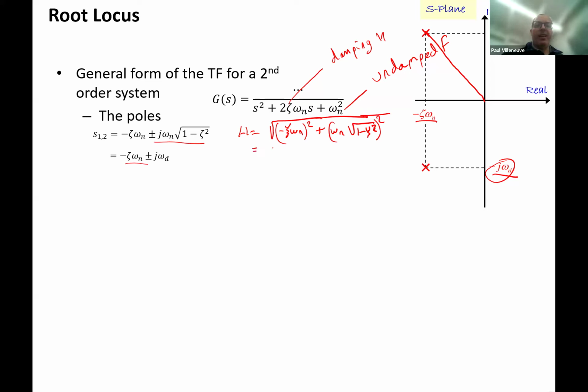So if we do our math, we have zeta squared omega sub n squared plus omega sub n squared times 1 minus zeta squared. Hopefully you see this term cancels with this term, and we're left with the square root of omega sub n squared, which is just omega sub n. So this here is equal to omega sub n. See the math? Now I can do SOHCAHTOA if I want. So what is this angle right here, theta?